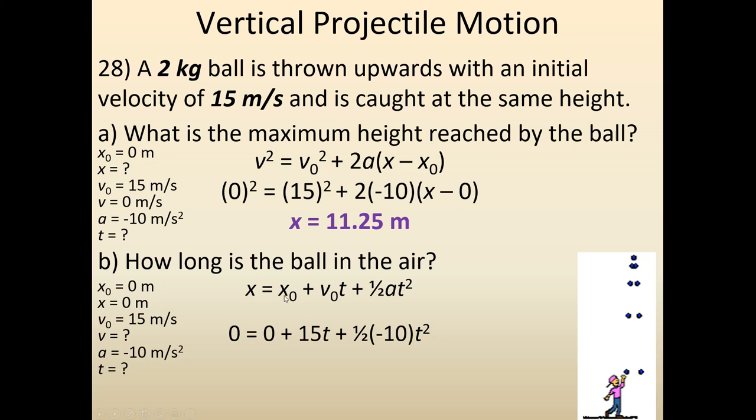Normally, if I had a term for the x values, I'd have a quadratic, but here I can actually divide out a t from each section. And when I solve this, I get t equals 3 seconds.